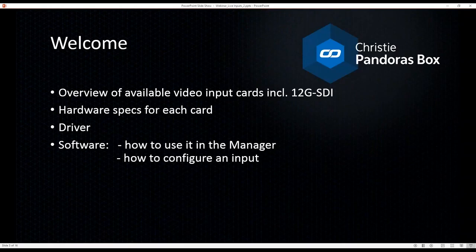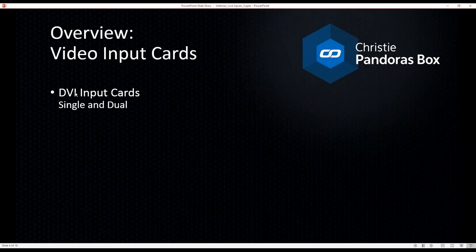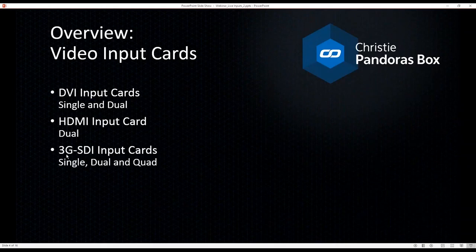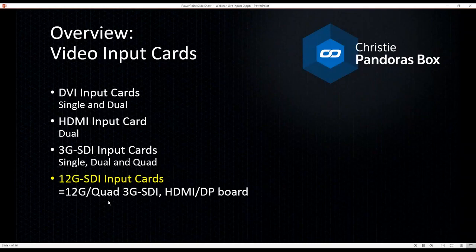So before we get started with the technical details, this is an overview. So these are the cards that we sell right now. We have the DVI input cards that come with 1 or 2 ports. We have the HDMI input card that comes with 2 ports always. We offer the 3G SDI input card with 1 or 2 or 4 ports. And last, our new member to the family, the 12G card.